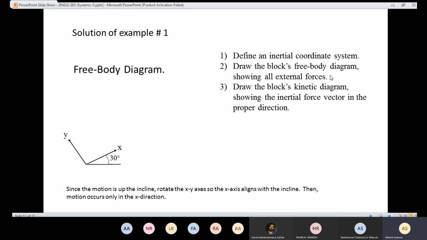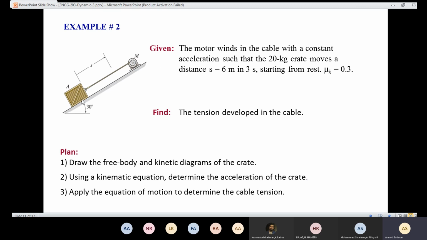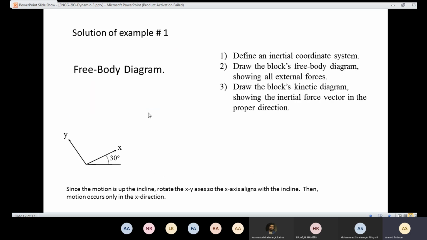Then I need to draw the block's free body diagram showing all the external forces. We have the weight of the box acting down. We have the tension in the cable here. And also we have the N, the normal force. And we have the frictional force, which should be opposite to the direction of the motion. So we are going to have the weight which is acting down, the tension in the cable, the frictional force opposite to the direction of the motion, and the normal force.